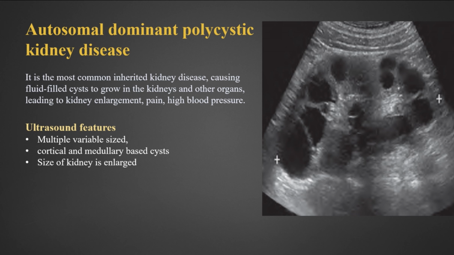On ultrasound, the autosomal dominant polycystic kidney disease shows multiple variable sized cysts, and these may be cortical or medullary based cysts, and the size of the kidney is also enlarged due to the multiple cysts. And this sonogram shows multiple anechoic cysts of variable size, covering the whole of the renal parenchyma, and these cysts are also cortical and medullary based, and these features are suggestive of autosomal dominant polycystic kidney disease.